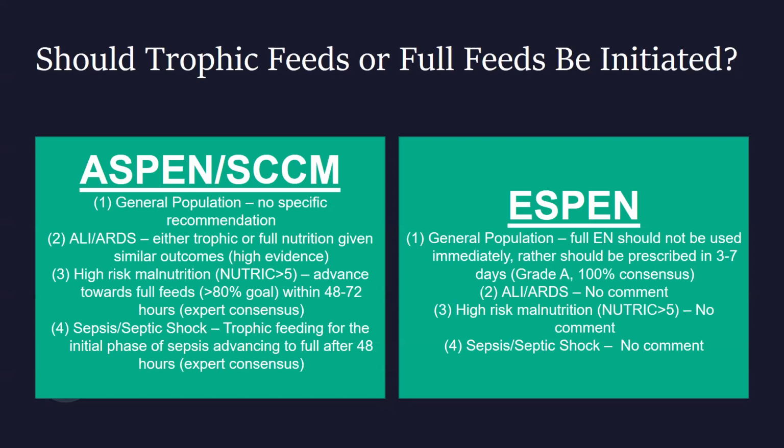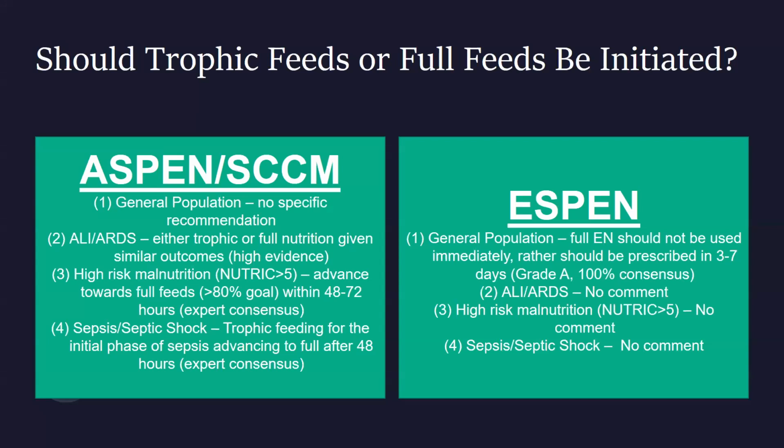Those with high-risk malnutrition, so this NUTRIC score is coming up again. If you have a NUTRIC score greater than 5, the recommendation is to advance to full feeds within 48 to 72 hours. That'd be greater than 80% of your goal. This is based off a study by Heyland et al., where they looked at those with NUTRIC scores above 5 and NUTRIC scores less than 5, and found that if you progress to full feeds early, there was a decrease in mortality in those with NUTRIC scores above 5, but no difference in those with a NUTRIC score less than 5. So it does seem like there could be a mortality benefit in progressing malnourished patients to full feeds more quickly, which conceptually makes sense, but the literature bears it out as well.